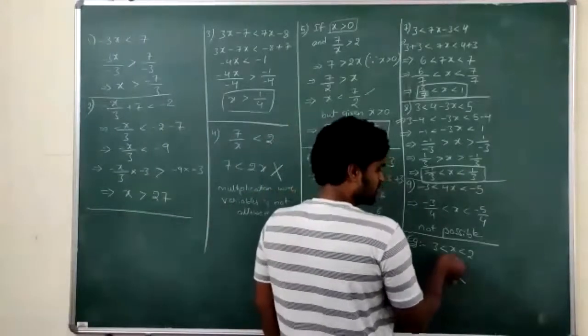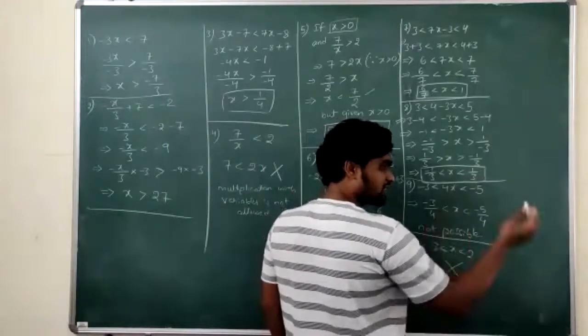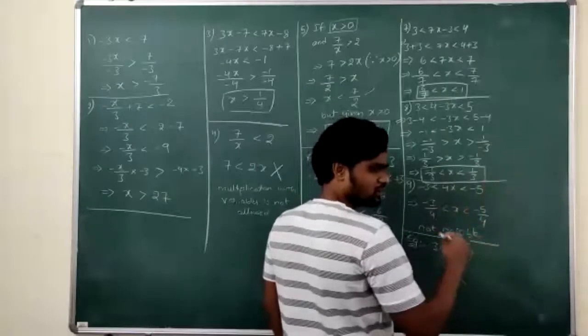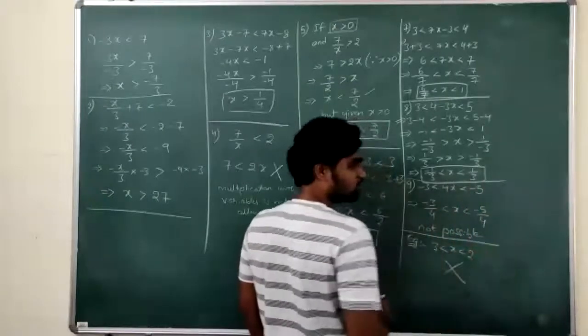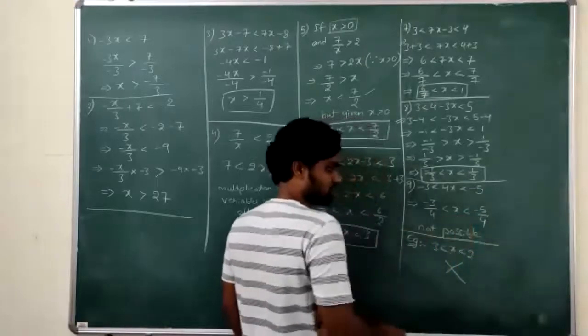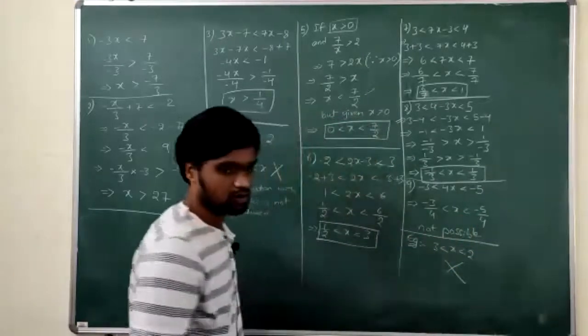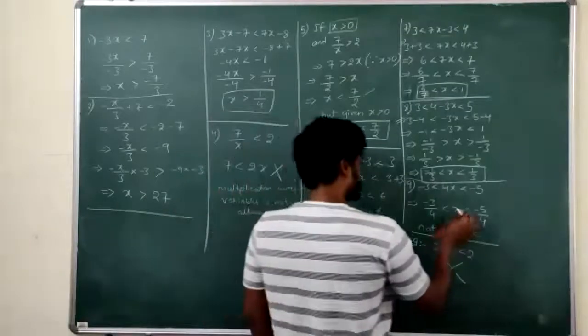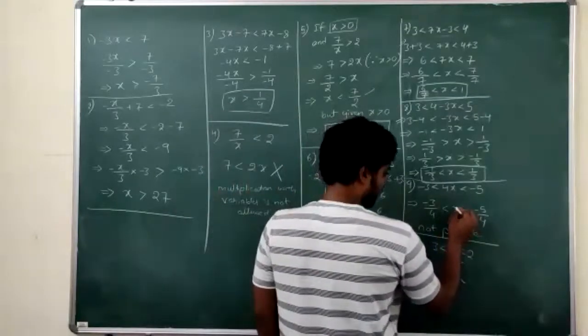Because it is greater than 3. Greater than 3 means 4, 5 and all, or so many rational numbers also. But less than 2. How is it possible? No. So, for the same reason, this is not possible. Okay. So, without solving also you can say that.